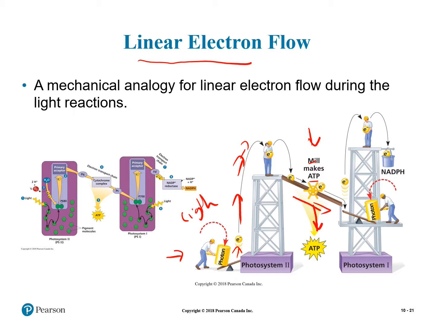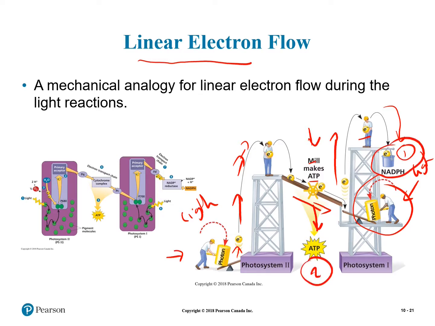Later, again, you have more light here, more photons, that will transfer energy and increase again the energy level of this electron, and this will allow us to make NADPH. So you have two products, NADPH and ATP. Again, in the beginning you have photosystem 2, and later you have photosystem 1. Photosystem 2 is the one that allows you to make ATP, and photosystem 1, the last one, allows you to make NADPH.